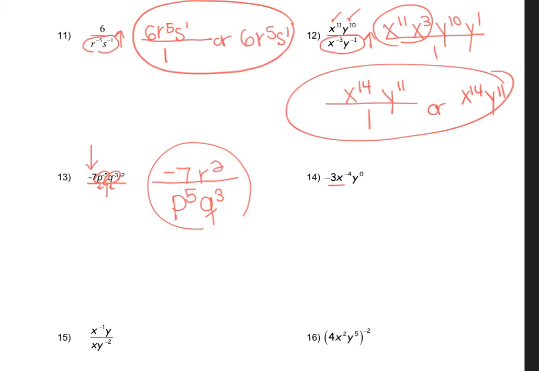Now, number 14, I'm going to throw this over 1. I'm going to cross out the y to the 0 because if you remember, anything to the 0 goes to 1. I'm going to circle the x to the negative fourth only because that is unhappy. It needs to go to the bottom. The negative 3 does not. Negative 3 is okay where it's at. So the negative 3 stays on top. X to the fourth goes to the denominator, and I'm all done.